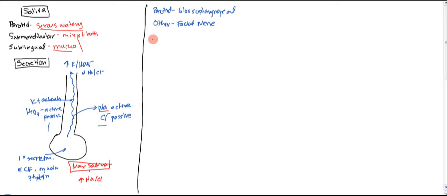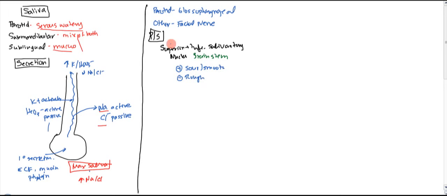Now, with regards to the parasympathetic, let's talk about the parasympathetic innervation. You do have a superior and inferior salivatory nuclei. This is located in the brainstem. And this is going to be activated with anything that's sour or any smooth type of object in the mouth. And it's going to be deactivated with anything that is rough. So this is going to be the first one.